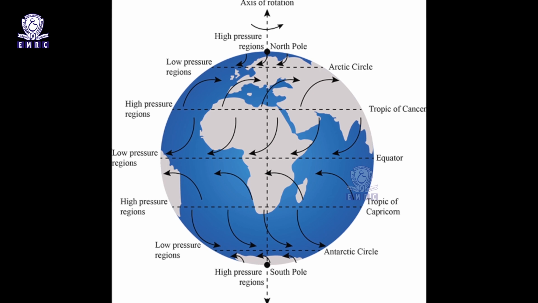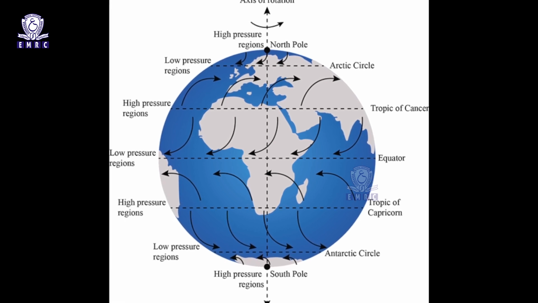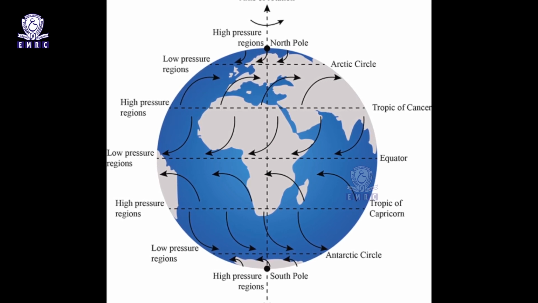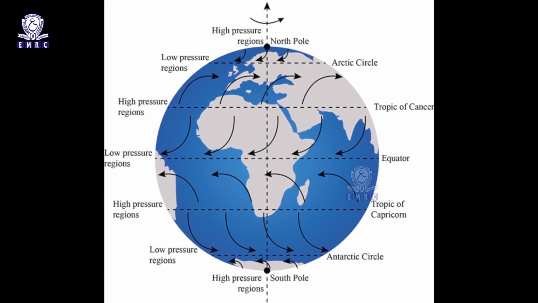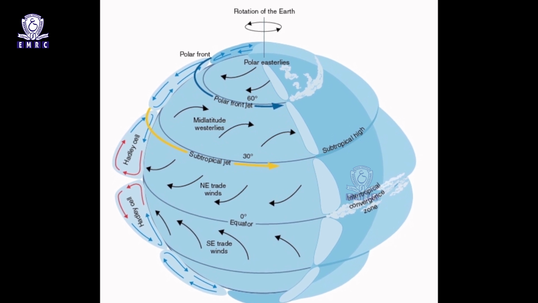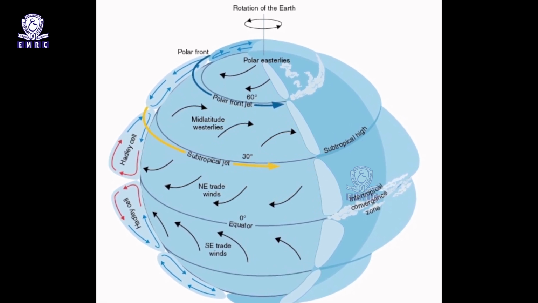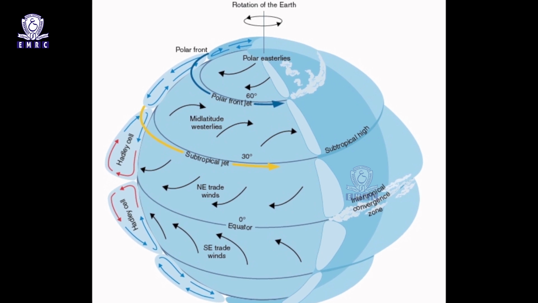Temperature does not account for the existence of the low pressure belt, which is perhaps produced by the dynamic factors involved with the rotation of the Earth. In the polar regions, there are polar highs caused by extremely low temperatures and subsiding air.